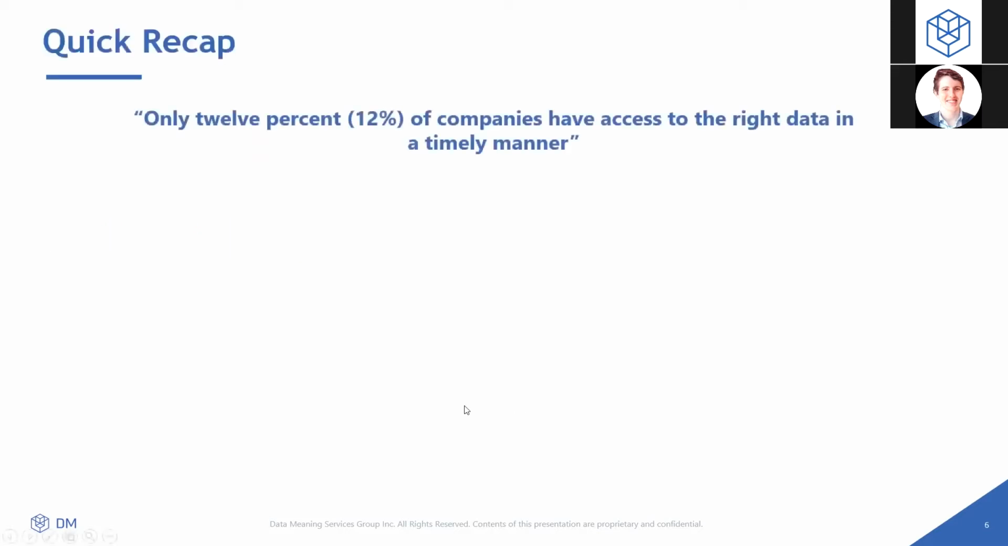Just a quick recap. What did we talk about during our last session? We talked about data quality and why that is important for FP&A. There's a quote that came out a couple of years ago about companies and data quality, as well as timely access to the data. Only 12% of companies, as of that date, had access to the right data in the right manner when it comes to time, right?